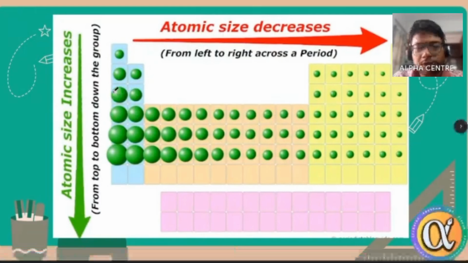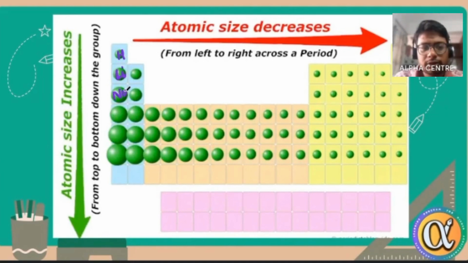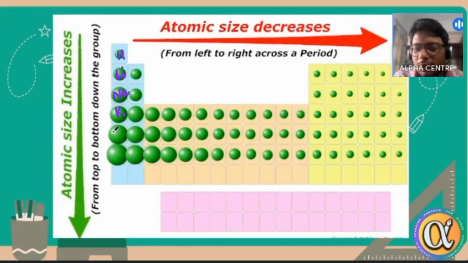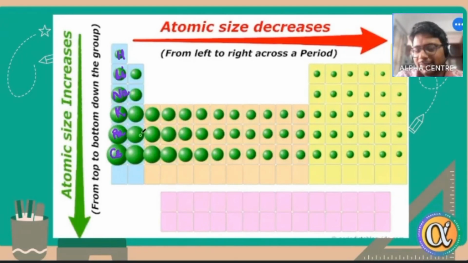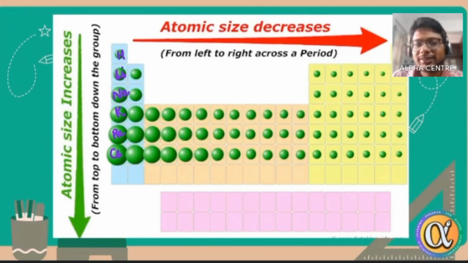Yeah, our teacher told us that when we go down, the atomic size increases because the number of shells increases. Correct. That is logical, that makes sense. Even if my teacher won't say that, I will believe it, right? Yeah, but why does the size decrease when we go from left to right? Yeah, that's what I'm trying to explain.